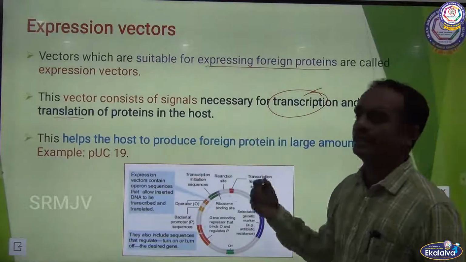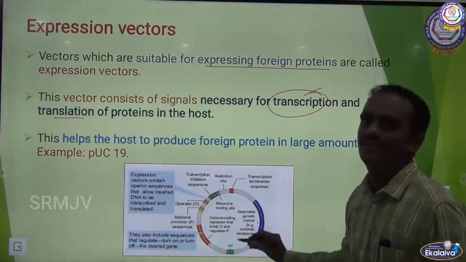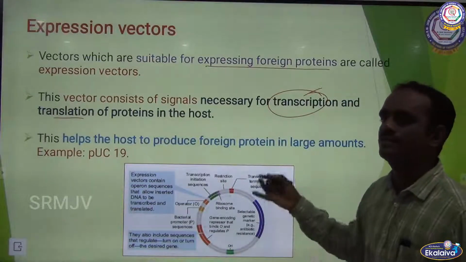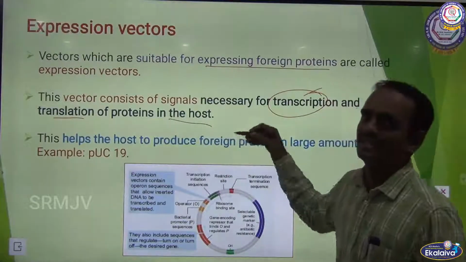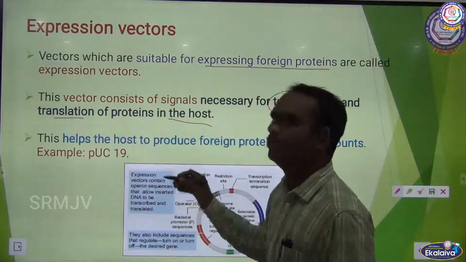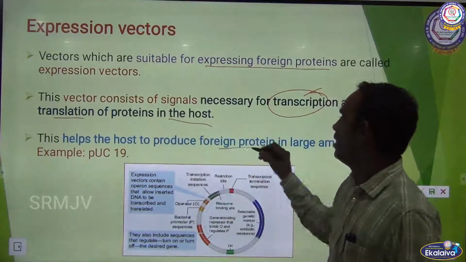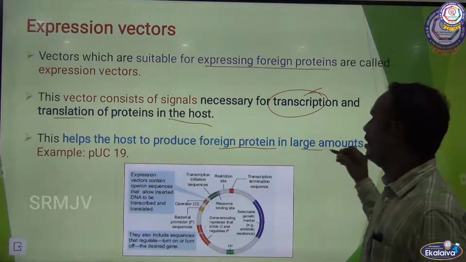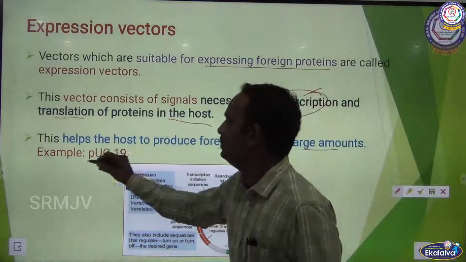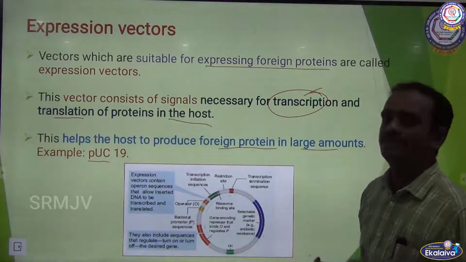So what type of vector is this? This is an expression vector. This vector consists of signals, so many signals in the vector, necessary for transcription as well as translation of proteins in the host cell. Clear, children? Yes. This vector helps the host to produce foreign protein in large amounts. An example of an expression vector is pUC19. Clear?